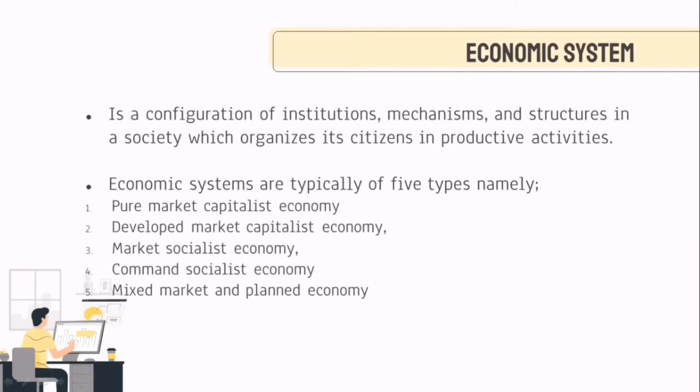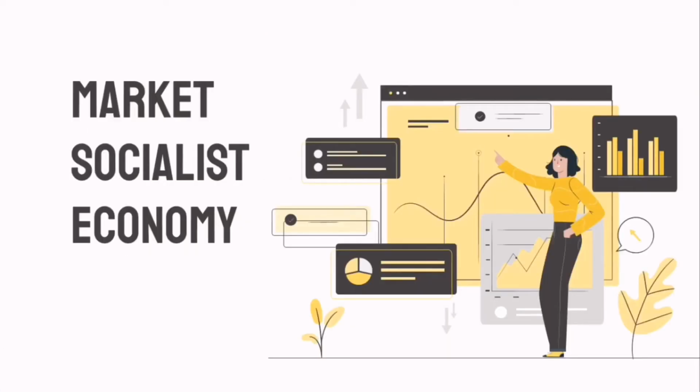Economic systems are typically of 5 types, namely pure market capitalism economy, developed market capitalism economy, market socialist economy, command socialist economy, and mixed market and planned economy. But today, we will only be focusing on the market socialist economy.